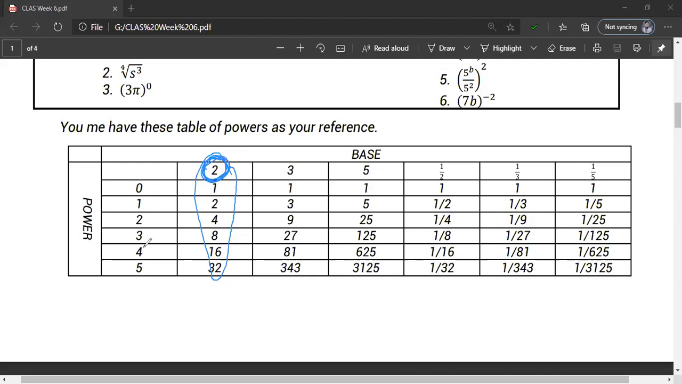Kaya pag 2 raised to 2, 4, ang 4 ay power of 2. Okay? Ang 2 raised to 3, 8, ang 8 ay power of 2. Okay? So, yun po siya.